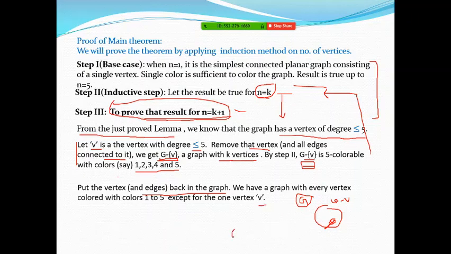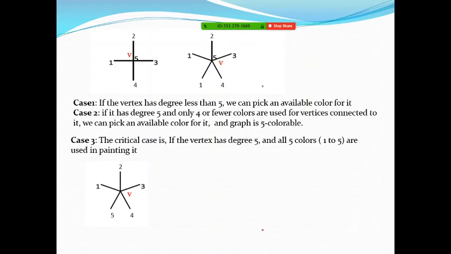That means in this graph G, for which we are going to prove this result, except V every vertex is colored, and only 5 colors are being used. Now the next point is, can we assign one of those 5 colors to V? If that is possible, then our result is true. But if we require a 6th color for painting this vertex V, then this theorem is not true. Now there are so many possibilities, so many cases and sub-cases. Now just see the first case.